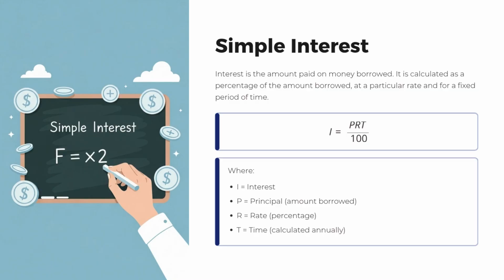Example: if you borrow a certain amount of money at a given rate for a specific time, you can find the interest by multiplying the principal by the rate, and by the time, then dividing the result by 100.